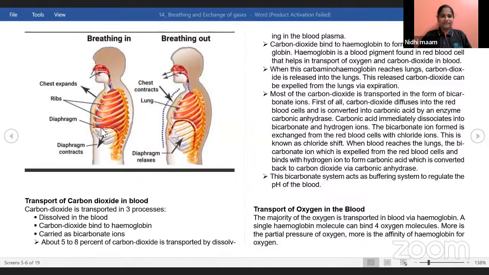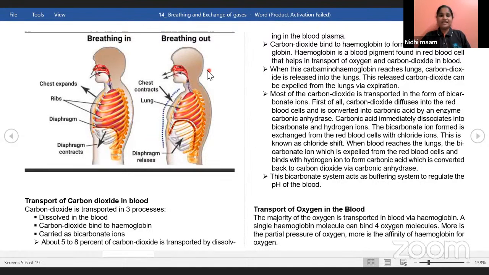You can see the diaphragm contract. So what happened here? What we can say, the space has been increased. So what happens here? There will be a breathing in, or inhalation.